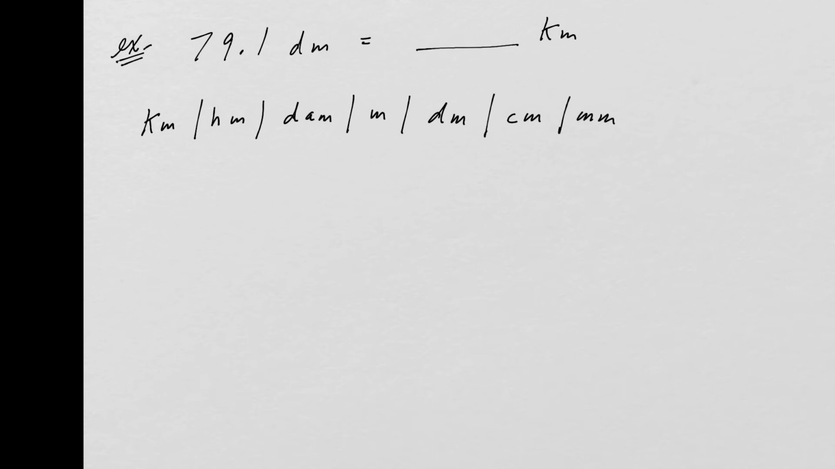So if I start at decimeters, which is right here, how do I get to kilometers? Well, I need to move 1, 2, 3, 4 places to the left. So all I'm going to do is move that decimal point 4 places to the left. So 1, 2, 3, 4. I need to put in 2 zeros here, and that's my answer. So it's going to be 0.00791 kilometers.